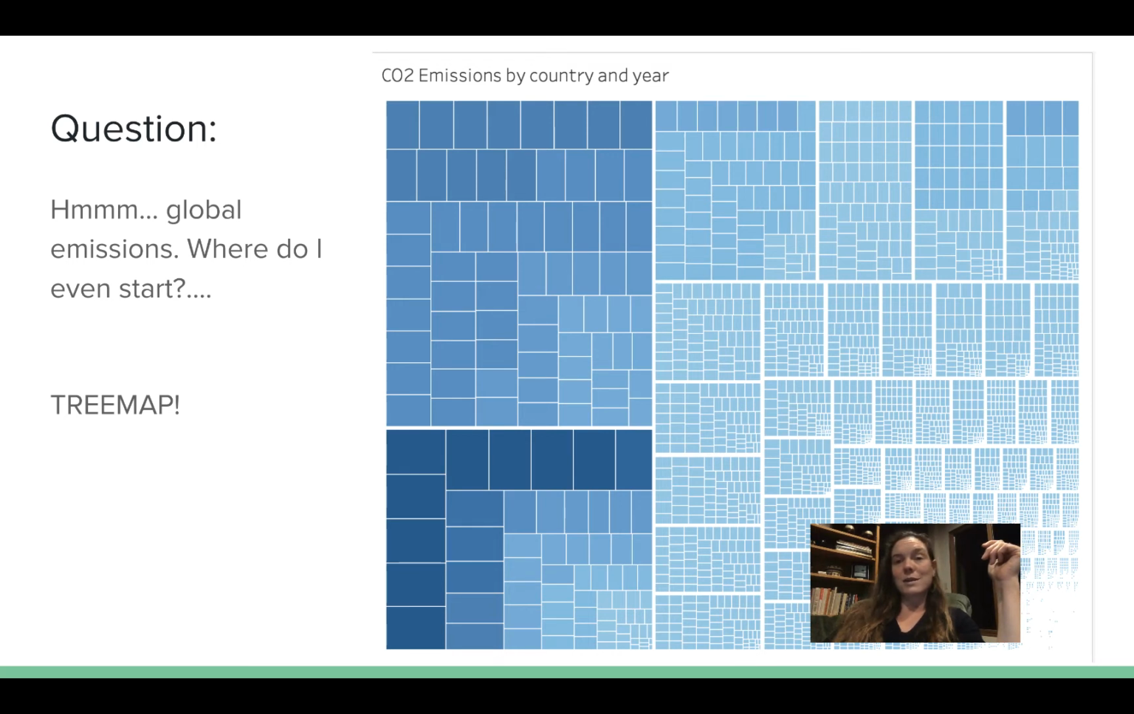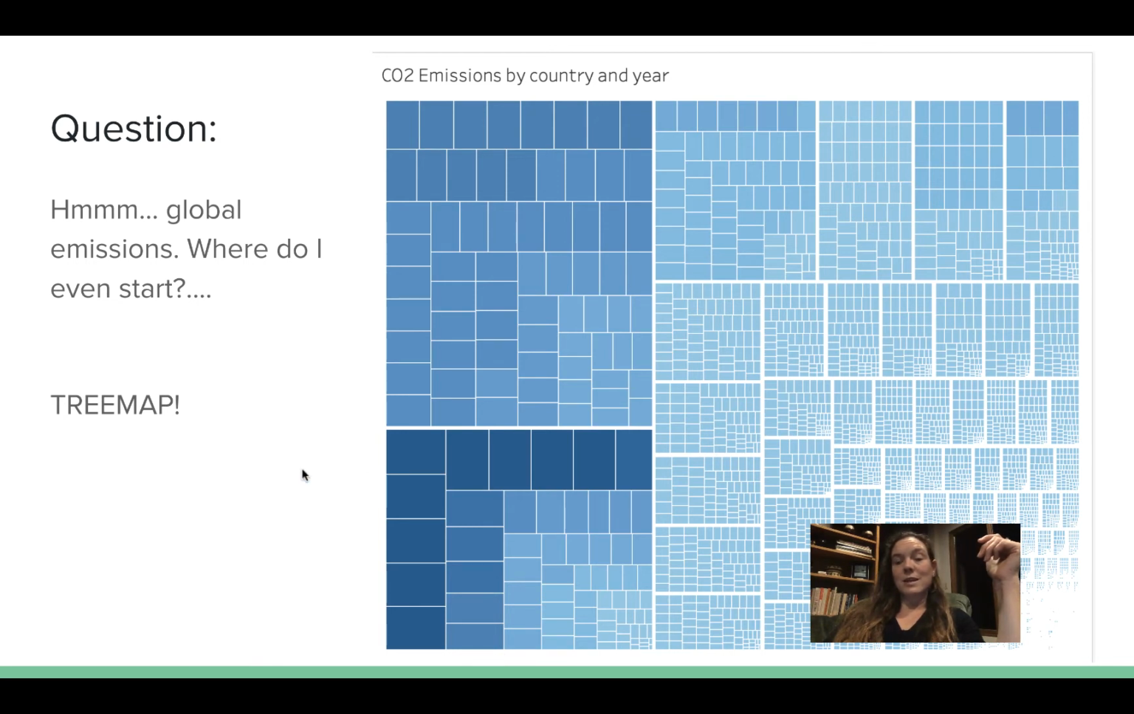So here we can see in this one chart both what countries are the largest polluters, and we can get a sense for how that pattern of pollution has varied over time. 2 things that take us both a bar chart and a line chart to show.